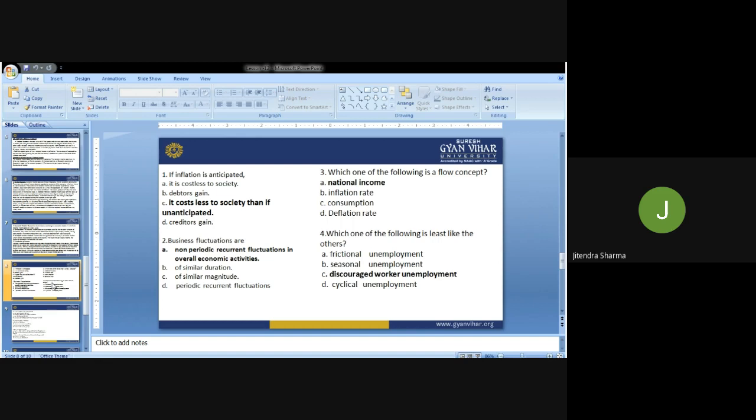Then the third one: which one of the following is a flow concept? The national income concept is the flow concept. National income is the flow concept. Then: which one of the following is least like the others? The right answer is discouraged worker unemployment. It means the situation where workers are discouraged is not appreciated in general.